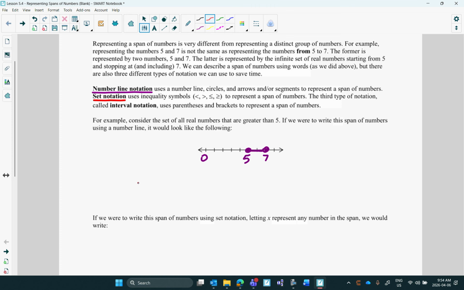What about this one? Greater than or greater? Yeah, this one. Less than or equal to? Less than or equal to. Greater than. Okay, so if we want to write 5 to 7 using set notation, this is how we do it.